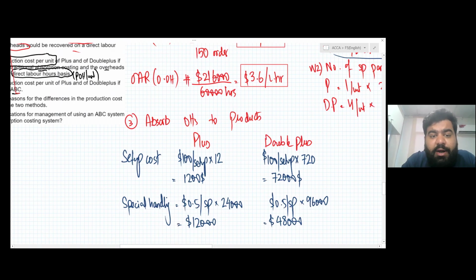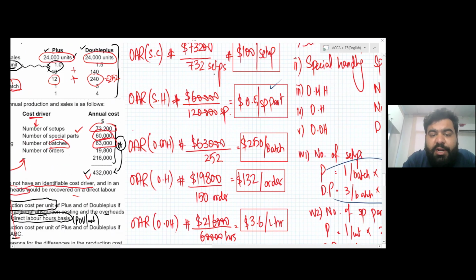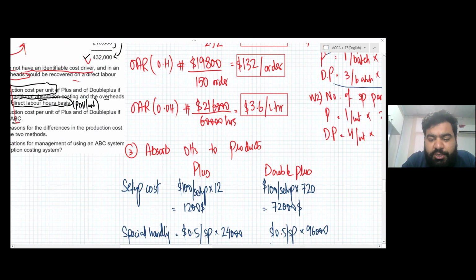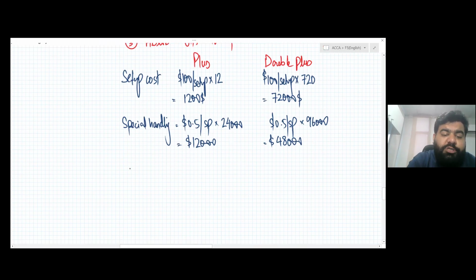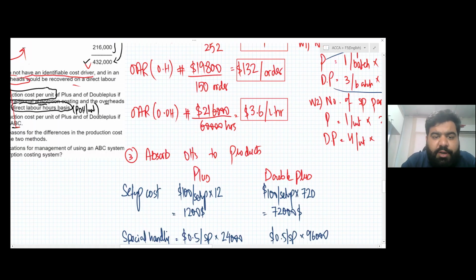Same like the second one. What was the total special handling cost? 60,000. See here, 12,000 goes to plus, 48,000 goes to double plus, meaning total 60,000. It means we're not doing wrong. It's an indication we are doing right: the actual total amount is divided into two products on a relevant basis. This is the concept.